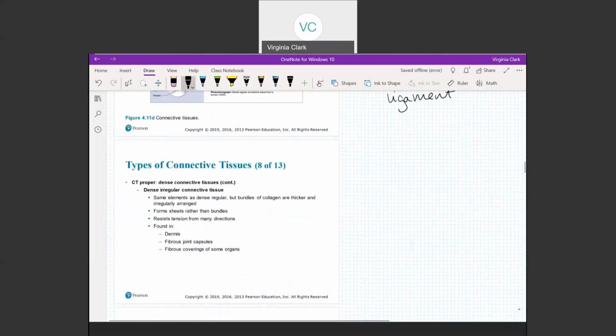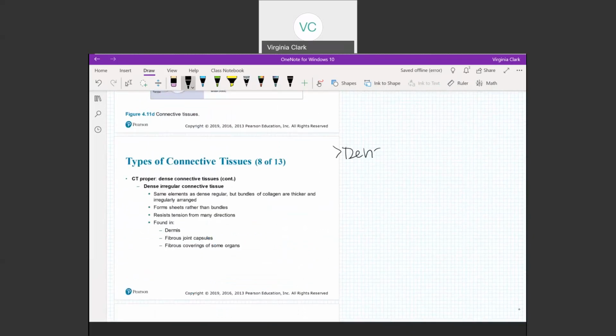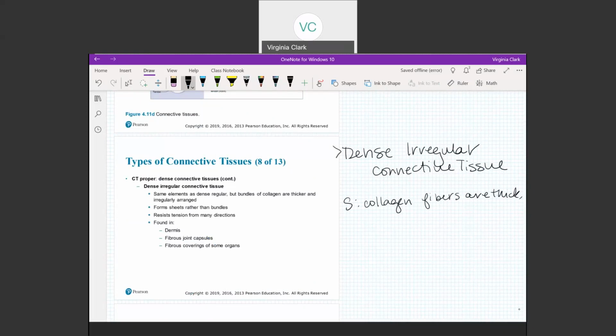The opposite is going to be dense, irregular. So dense, irregular connective tissue. It is dense, so there's still going to be more fibers, but the structure of this is you're going to have very, very thick collagen fibers. And they are going to be arranged very irregularly. So in a bunch of different directions, a bunch of different pulls, more than one plane.